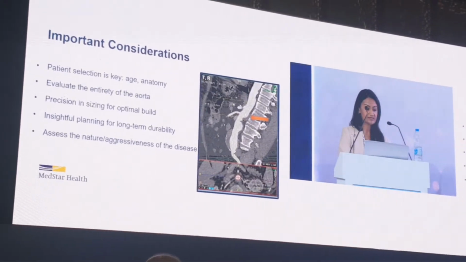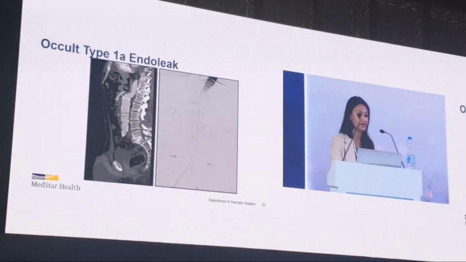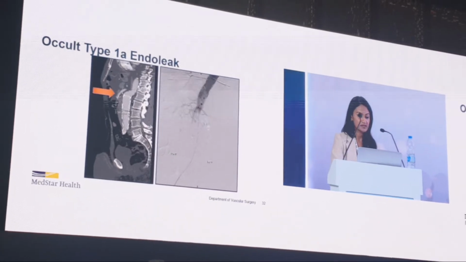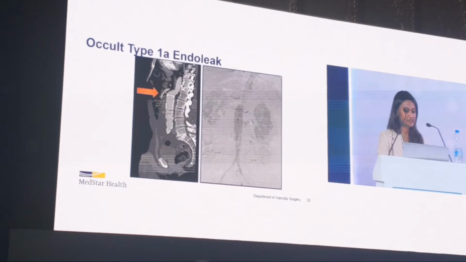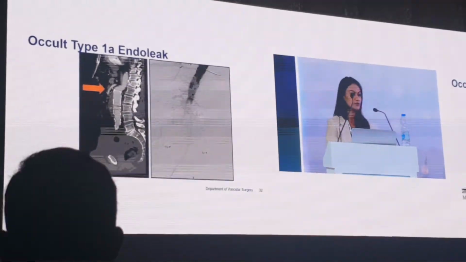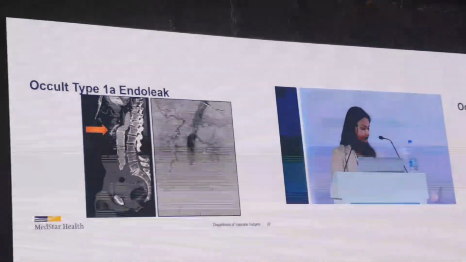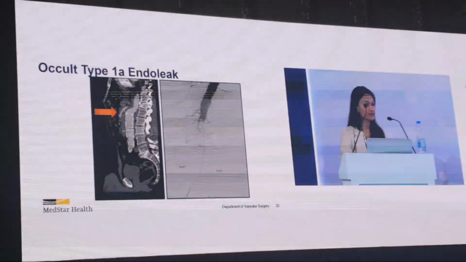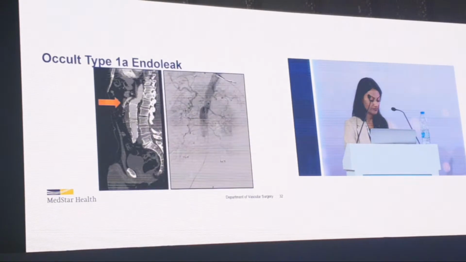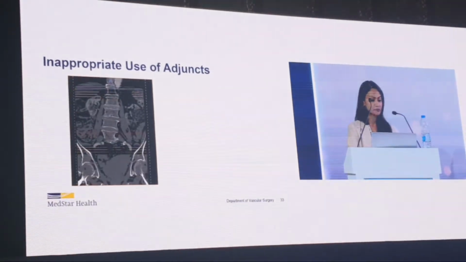So it's really important to assess the nature of the disease by evaluating the entirety of the aorta. This is a patient who had a type 1A endoleak, and as you can tell, this is kind of an occult entity, and nobody can really tell where it's coming from. But if you pay attention, you can see that there's hardly any seal between the neck and the endograft. So I think those are some of the features that we have to pay attention to.